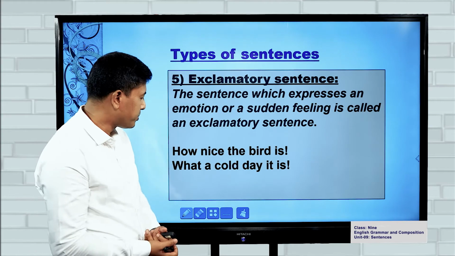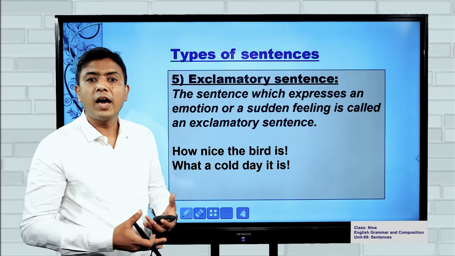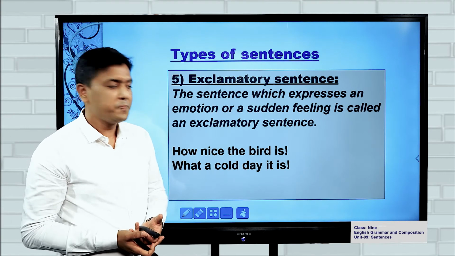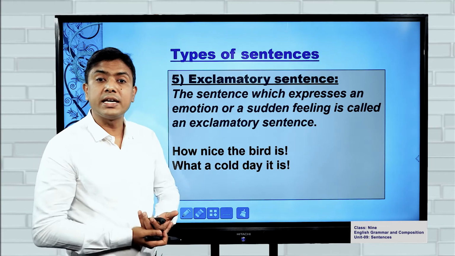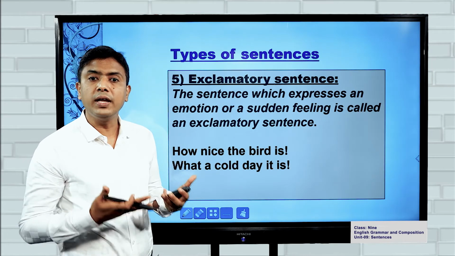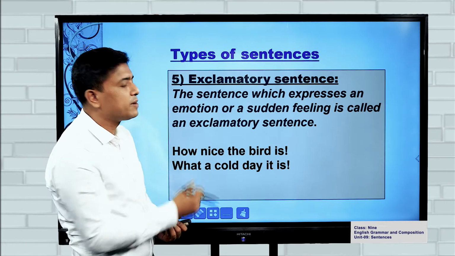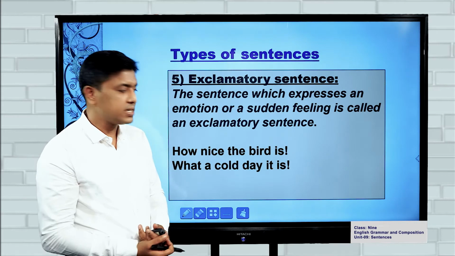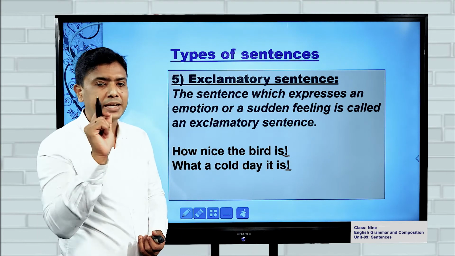Have a look at some examples. How nice the bird is. When you look at a beautiful bird, you have this kind of emotion. When you want to express the emotion, you say, how nice the bird is. Second one, what a cold day it is. So it is also a sudden emotion. It is also a sudden feeling. And to express this feeling, you have to use an exclamatory sentence. Remember, at the end of any exclamatory sentence, use this exclamation mark. It is absolutely mandatory.